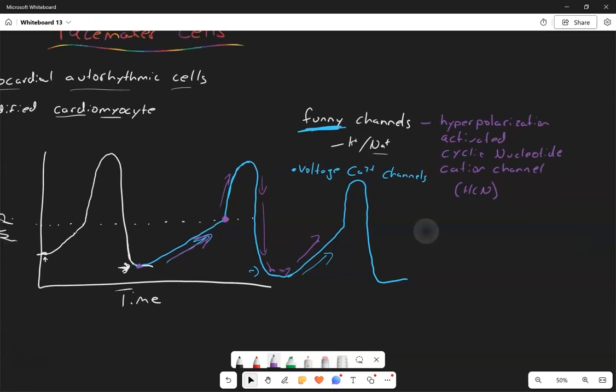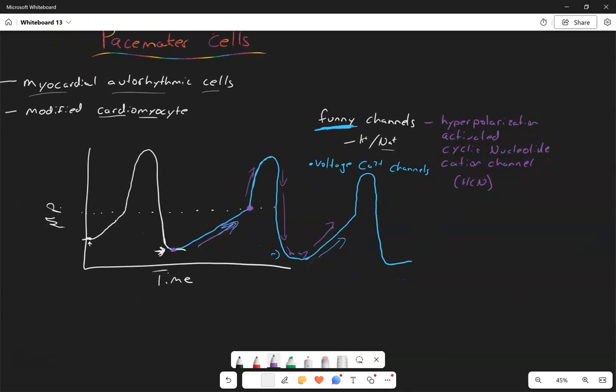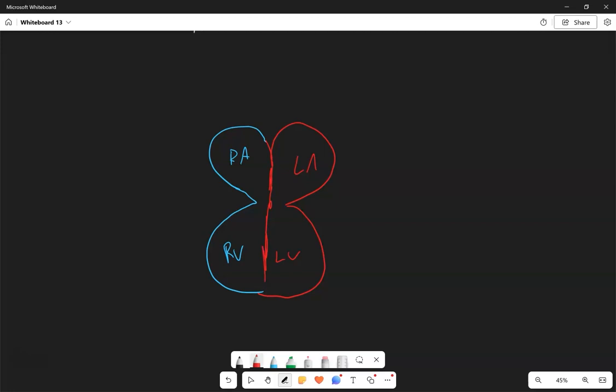All right, now these pacemaker cells, or these myocardial autorhythmic cells, are located in very specialized regions inside of the heart. So remember, our heart has two chambers that receive blood. You have a right atrium, and you have a left atrium, like so. Okay, then you have two chambers that send blood. You have a right ventricle, and you have a left ventricle. And we'll say this is a mammal, so it's all separated completely.